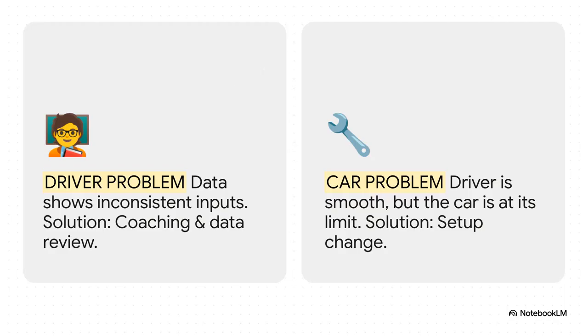And the answer is always found by comparing the two languages. If the data shows the driver's inputs are inconsistent, maybe a bit rough or just timed poorly, well, that's the driver problem. The solution is coaching, sitting down with them and looking at the data together. But if the data shows the driver is being smooth and consistent, but the car has clearly hit a wall, like the steering is at full lock but the car just won't turn anymore, then it's a car problem. And that means a setup change is needed.